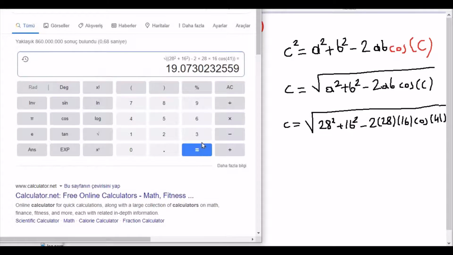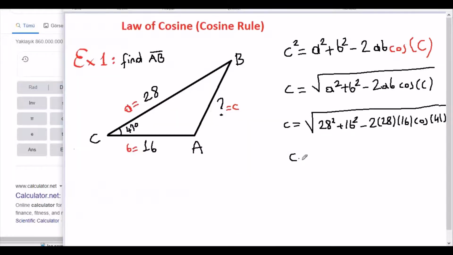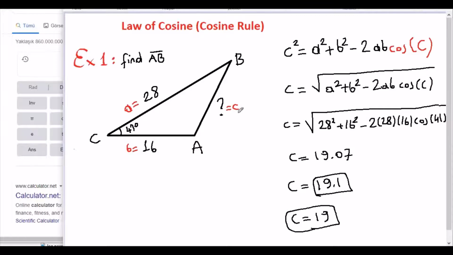So our answer is 19.07. So our C is 19.07. To the nearest tenth, it's going to be 19.1, or to the nearest whole number, it is just 19, depending on what they are looking for.